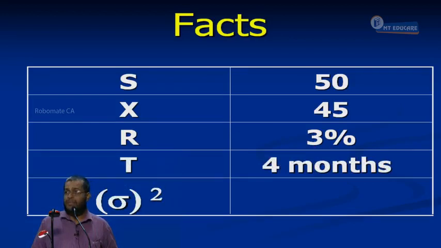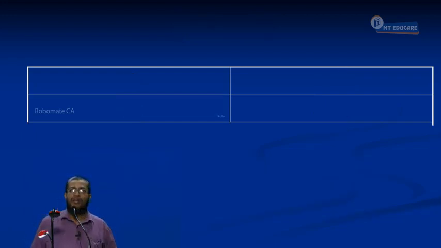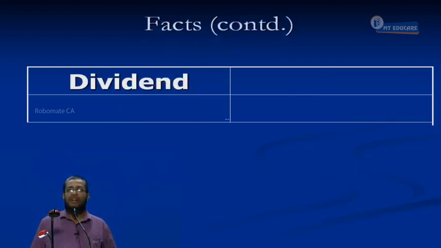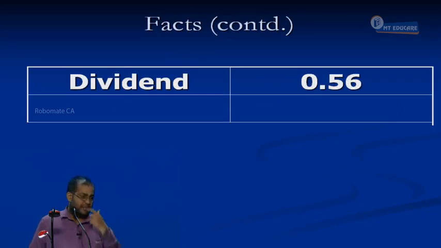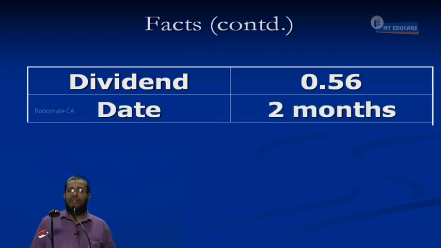Sigma square, because the question uses the word variance, hence it is not sigma. What they have given is sigma square. Sigma square is 0.06. Shall I proceed or not? No. Dividend is 0.56. Facts continue. Dividend is 0.56. Date is after 2 months.